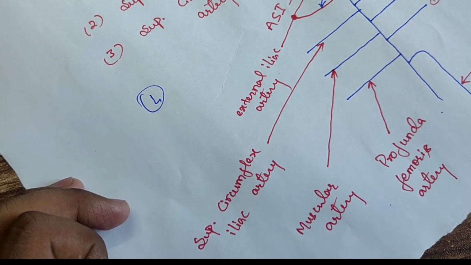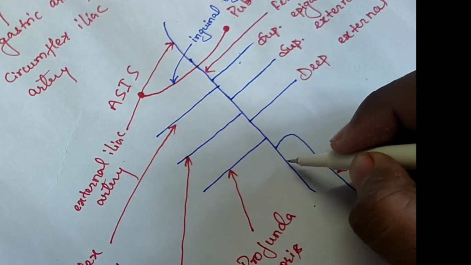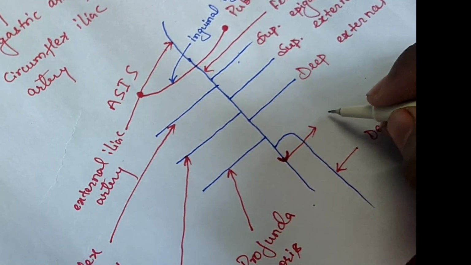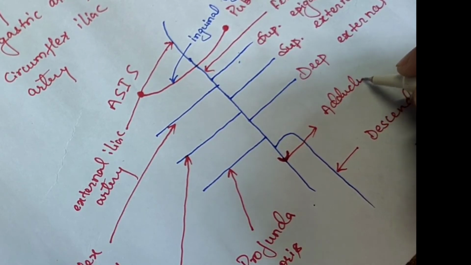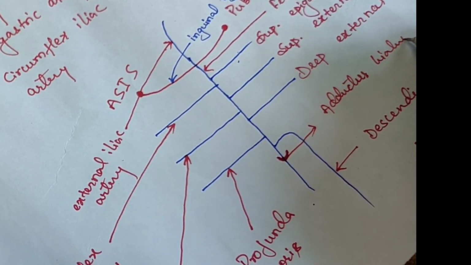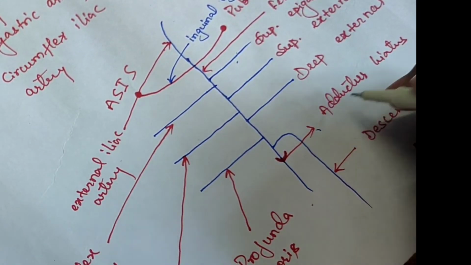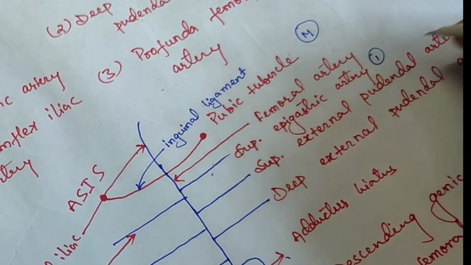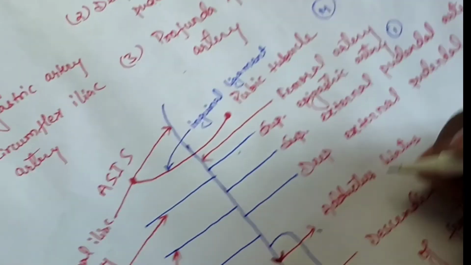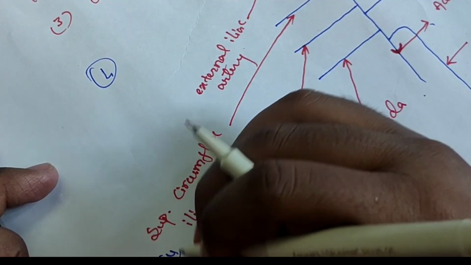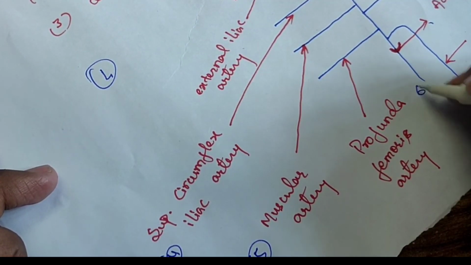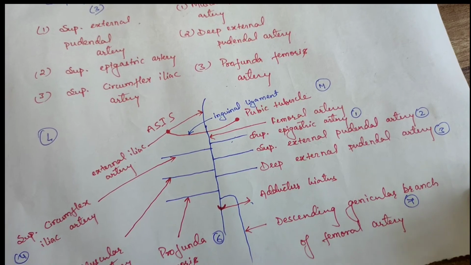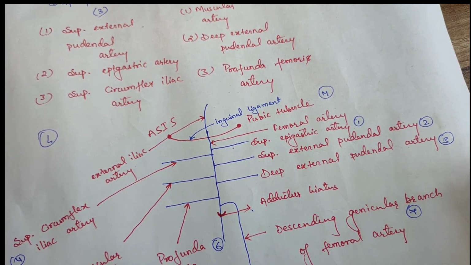Again, one highlight here, this branch of femoral artery passes through adductor hiatus. Okay, adductor hiatus. Now I've named all of the 7 branches of femoral artery. See, the first one is here, second one, third one, fourth one, fifth one, sixth one, and the 7th or the last one. So this is basically all about your femoral artery.